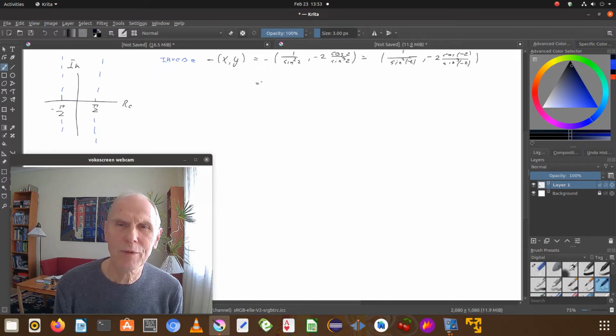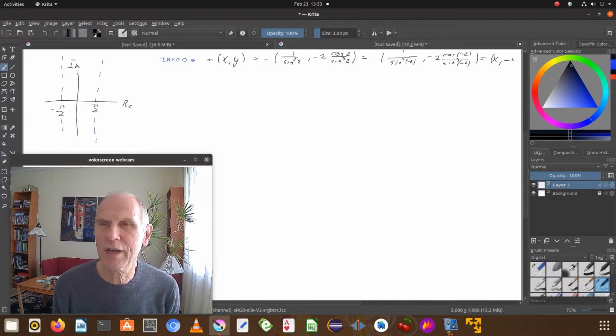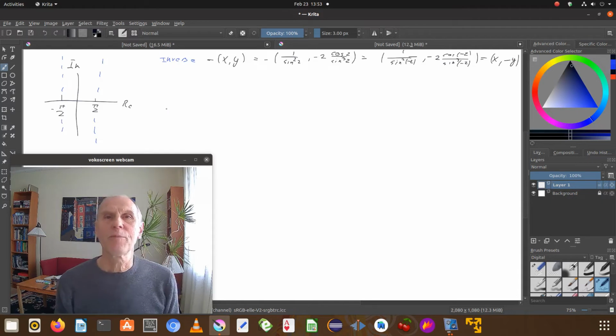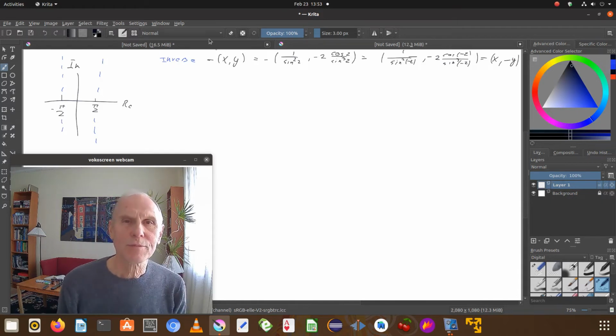And it's obvious that this guy is the same, and because of the denominator, this changes sign. So that's the inverse element. Next, we have to prove that the sum of two elements is given by the usual geometric procedure.